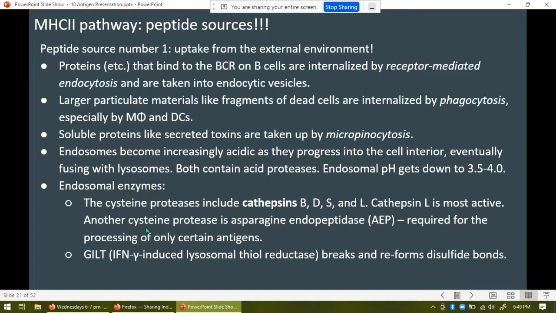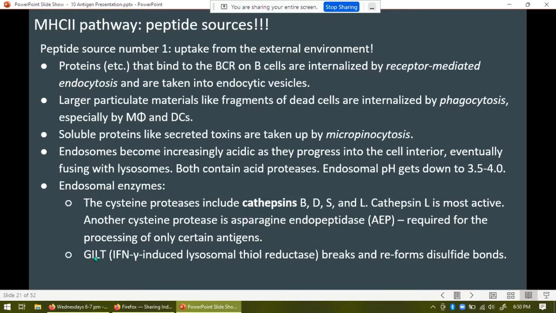A related one is the cysteine protease asparagine endopeptidase, or AEP. This one has been shown to be needed for the processing of only certain antigens. So if you want a T cell response to certain proteins, you do need AEP, but it's actually pretty dispensable in other cases. But you definitely want cathepsin L in general, because that does a lot of the processing for MHC2 peptides.